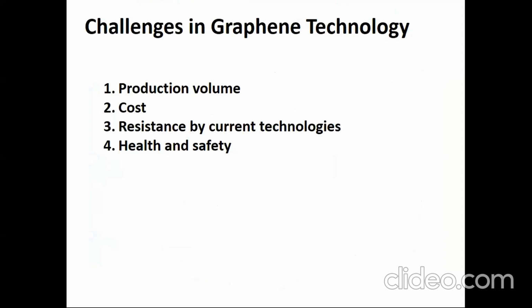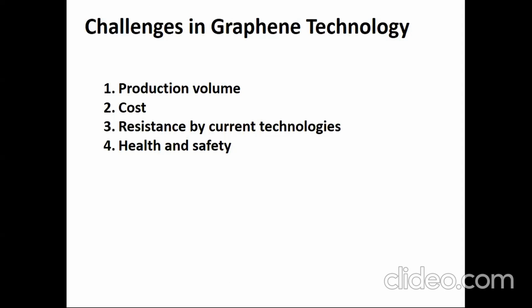And another issue will be resistance with current technologies. Nowadays we are looking at silicon-based technologies. If you want to replace them with graphene-based technologies, a lot of investment may be required. Also, there are some health and safety issues involved in this material. So the most important challenge will be the price.